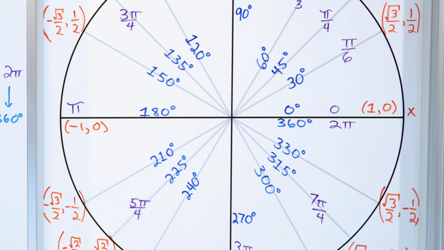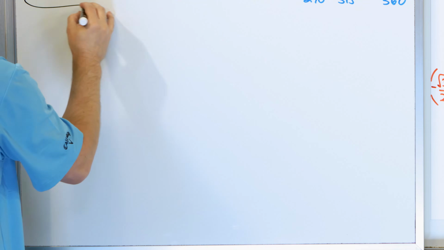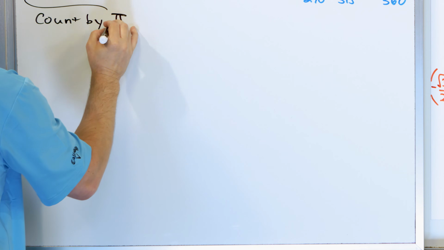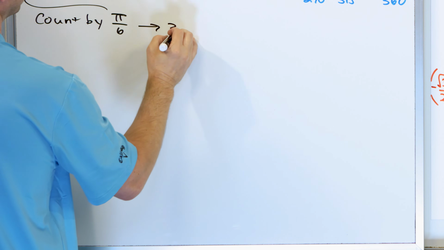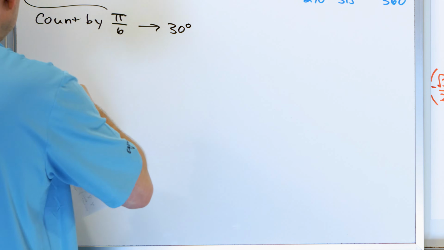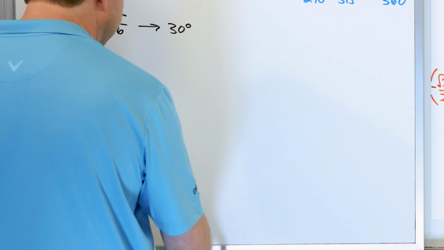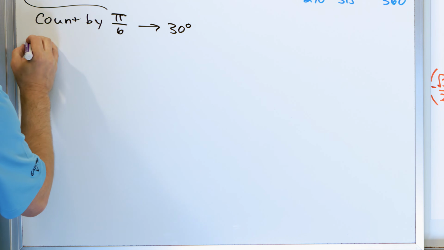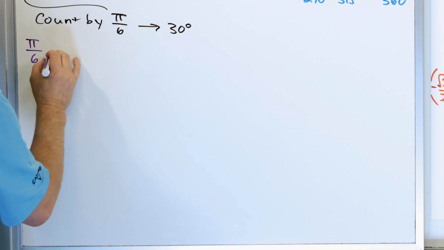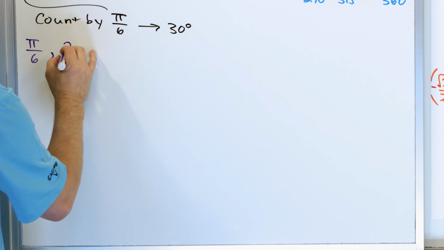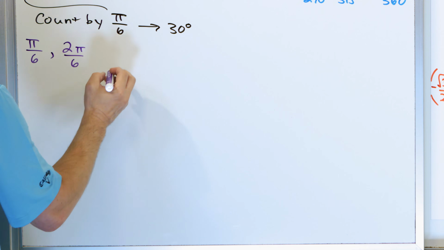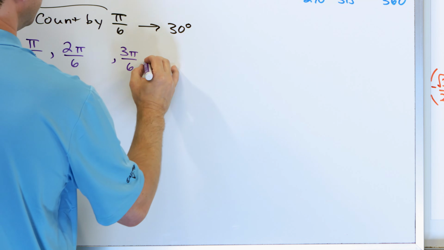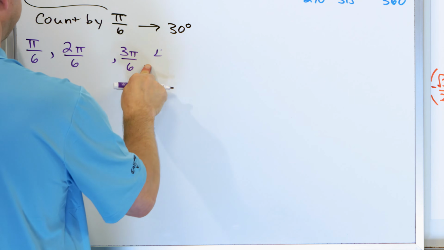Let's go over here and actually pull it off, and let's count by increments of pi over 6, which is increments of 30 degrees. All right, now I'm going to have to break it up into 2 lines here, so we'll just take our time with it. Here we have pi over 6. The next one is 2 pi over 6. Then we have 3 pi over 6.